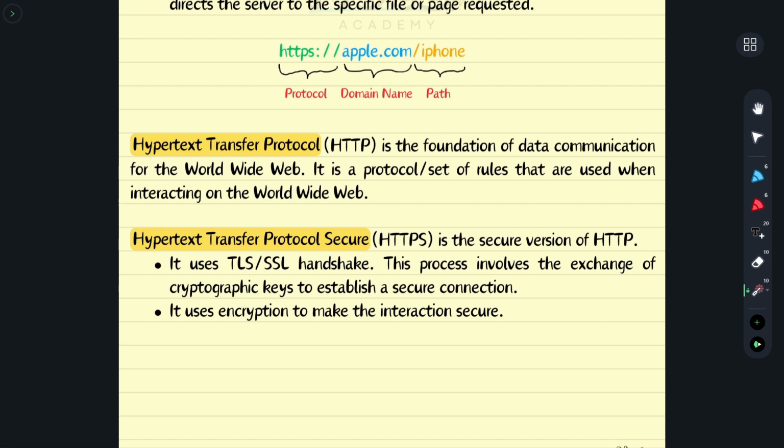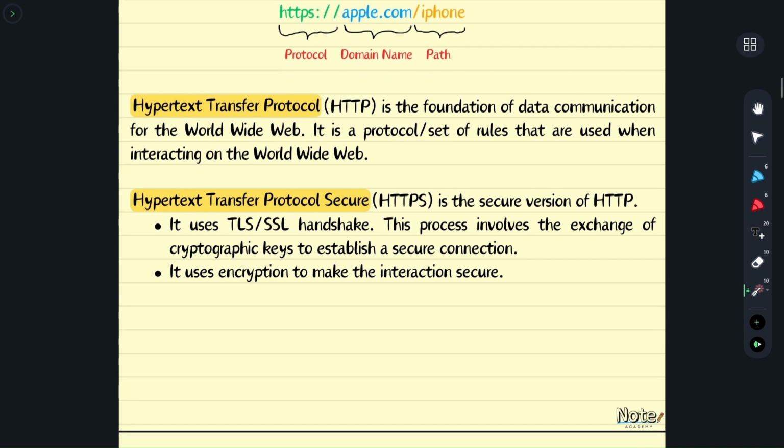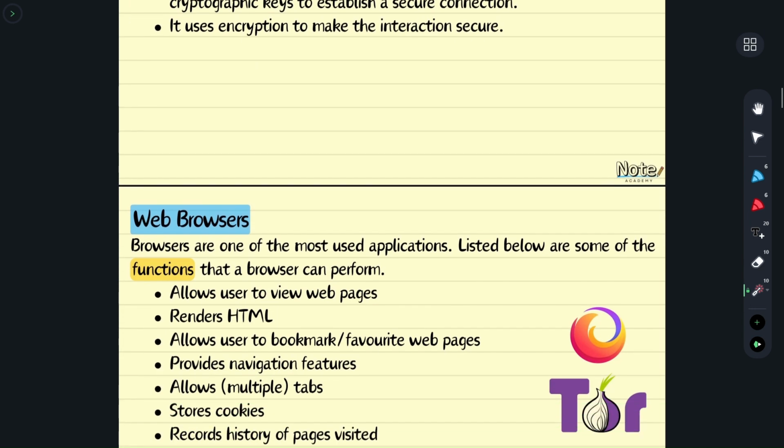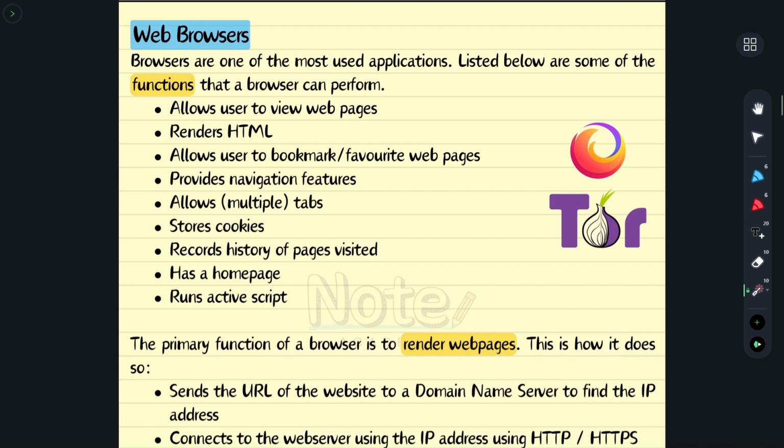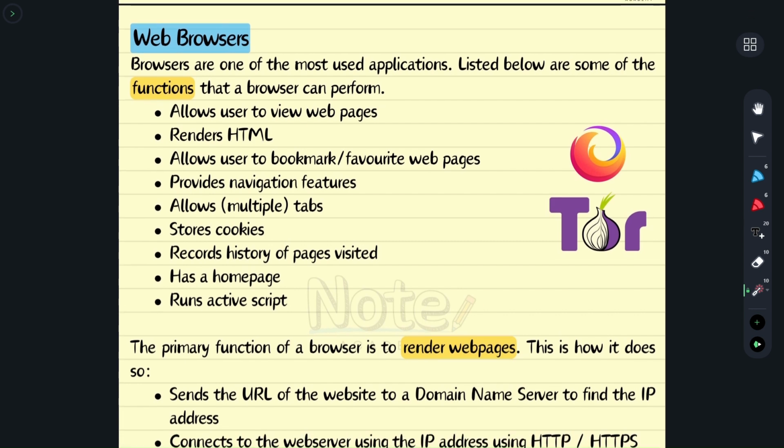Anyways, those are the two protocols. Coming to the next topic, which is web browsers. All of us on maybe a daily basis use web browsers. These are among the most used applications that allow users to view web pages. The main purpose of a browser is to allow users to view web pages and also to search for certain kinds of web pages. If you do not know the URL or the exact location of a website, you can search for it in the web browser and it will give you results.